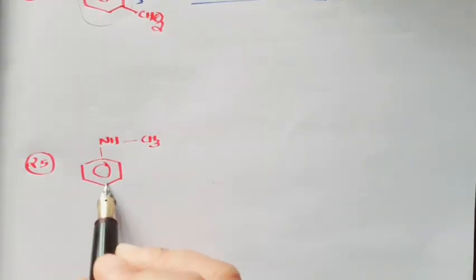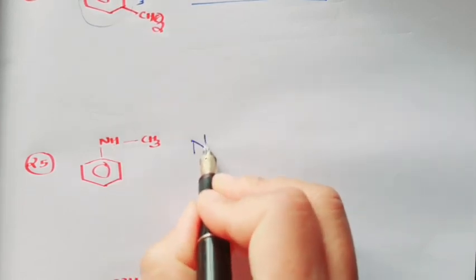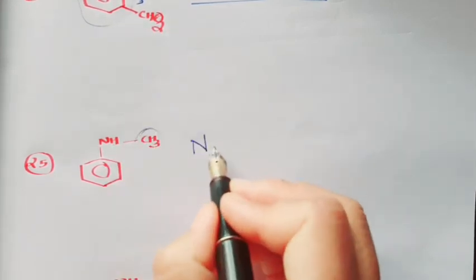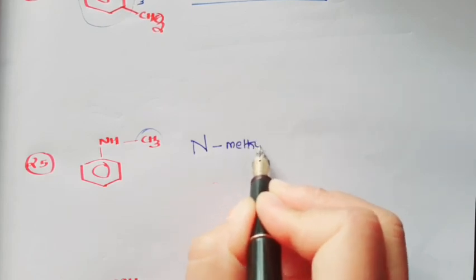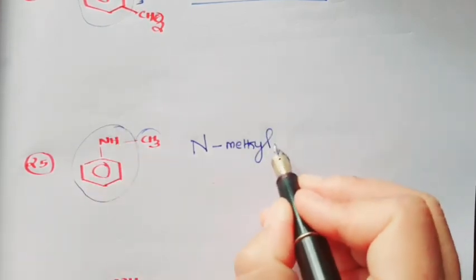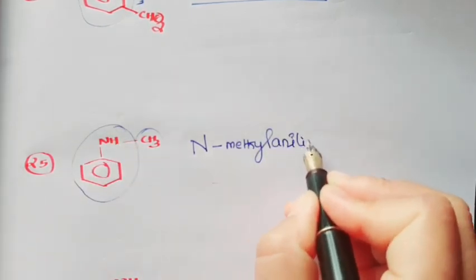Okay, so next this compound. So here also there is a benzene ring, NH, and CH3, but this CH3 is attached to nitrogen. Again, how do you name an alkyl group attached to nitrogen? So we'll simply write N, right? And methyl, and this whole is your aniline, so N-methylaniline.